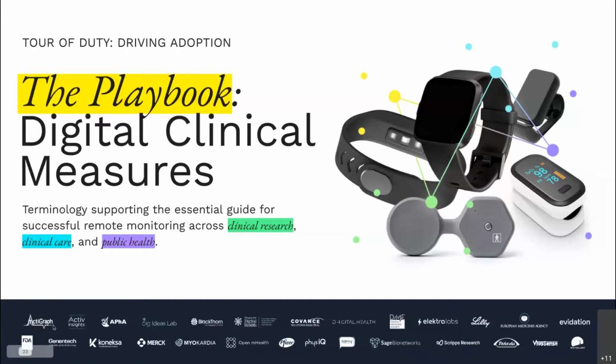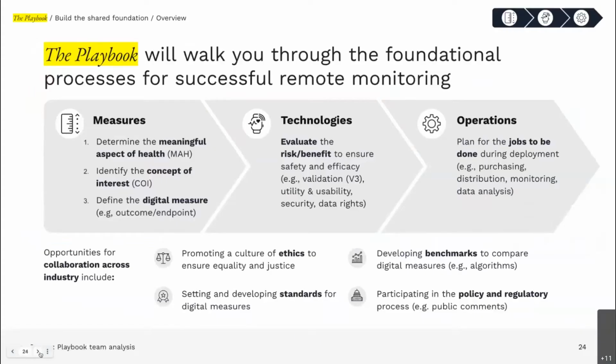And really what we were delighted about was the agreement from industry to come together and say, yes, we have to start with the measure before we move to selecting the technology, before we think about operationalizing it, and then digging down to create over 400 slides that outline in detail for you this process. We also need to think about ethics. We need to think about benchmarking these processes. We need to think about the necessary standards for success and the necessary policy and regulatory landscape.